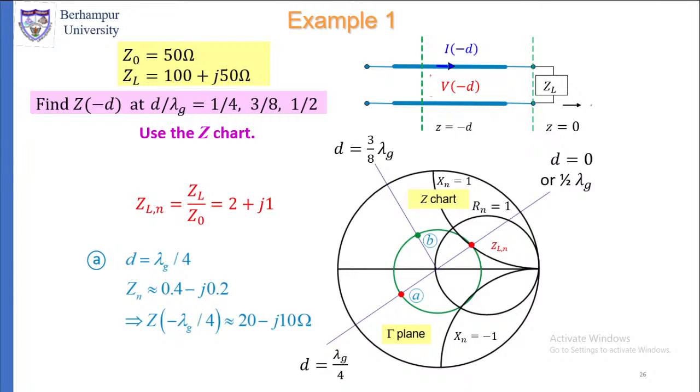Why do we move half a circle? The reason is very simple. Look at ZLN. If you move one complete circle, then you have started at ZLN and came back to ZLN. That requires lambda g by 2 distance to cover. So one complete circle is lambda g by 2 distance. So half a circle is equal to lambda g by 4 distance. So if you are moving lambda g by 4 distance, move half a circle.